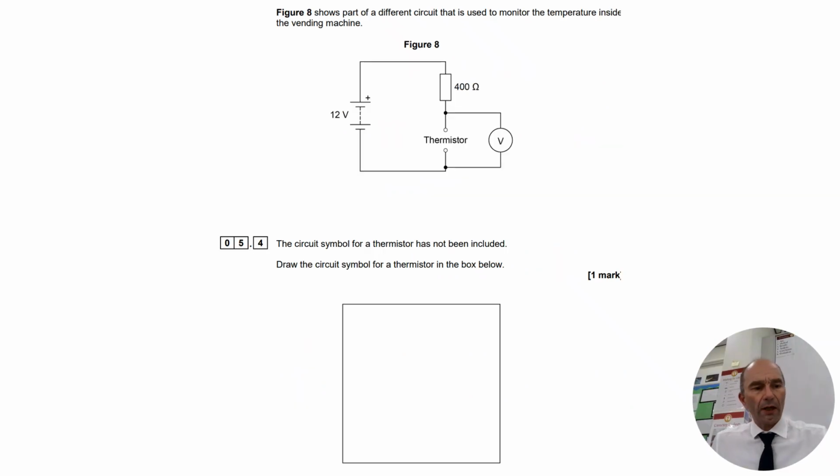Alright, and then this is a circuit symbols question. We've got a circuit diagram here. It shows part of a different circuit used to monitor the temperature inside the vending machine. The circuit symbol for a thermistor has not been included. We've got to draw it. Now a thermistor is a type of resistor, so that's why we need that rectangle. Got the connecting wires either side. Now thermistor is that one which has that funny looking tick through it. That's the only acceptable answer to get 1 mark. Remember, do that one in pencil just in case you make a mistake, and it's much easier to correct.